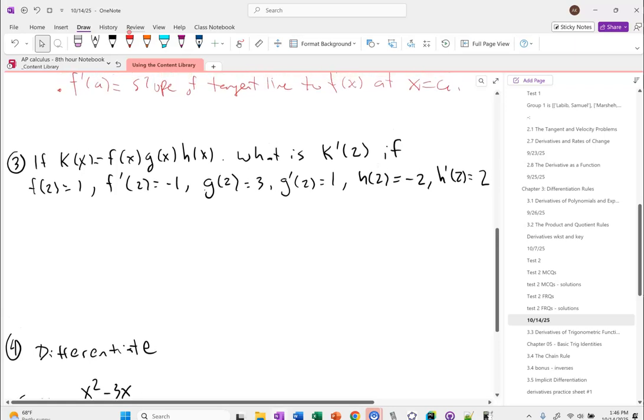All right, if k of x is equal to f of x times g of x times h of x, what is k prime of 2 if f of 2 is 1, f prime of 2 is negative 1, g of 2 is 3, g prime of 2 is 1, h of 2 is negative 2, and h prime of 2 is positive 2? Oh, wow. So take a minute, work through this.